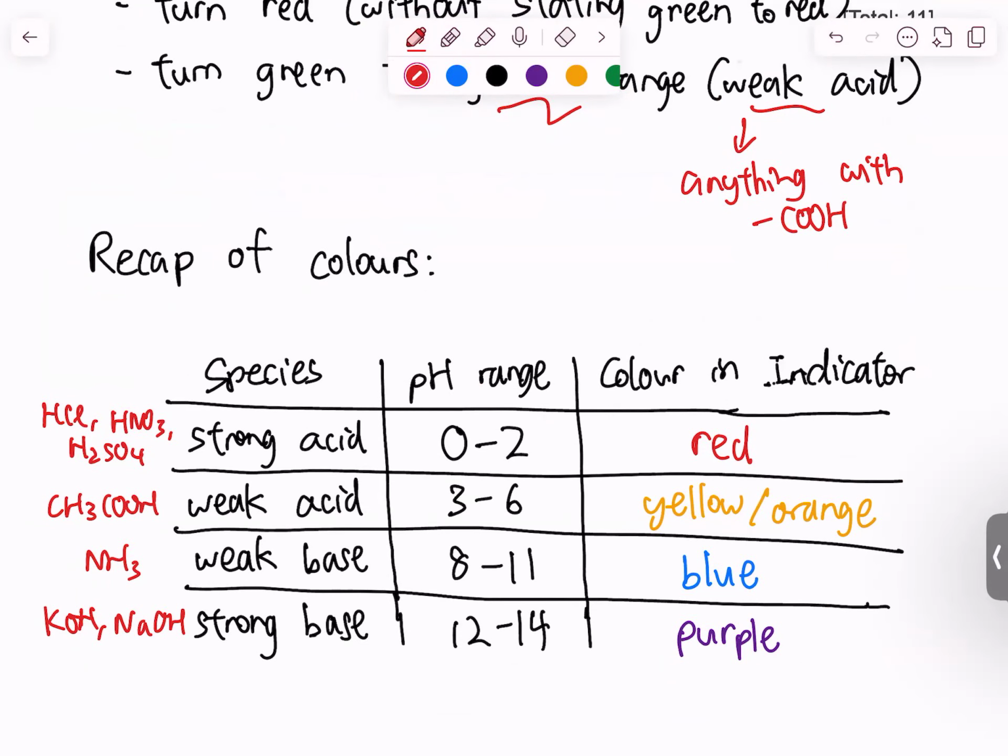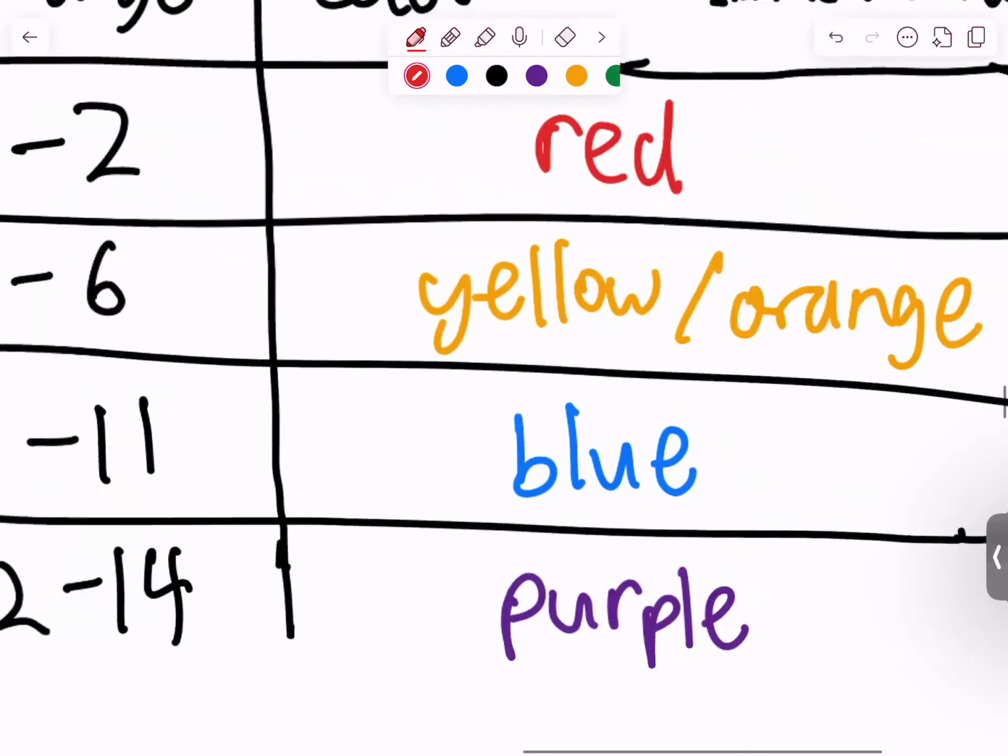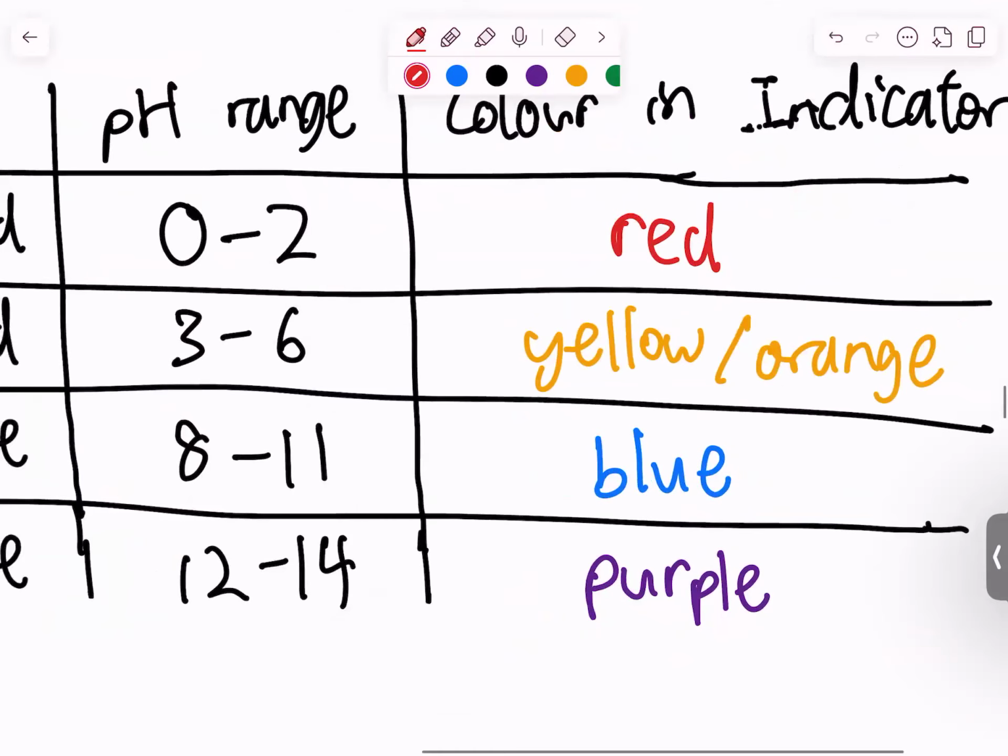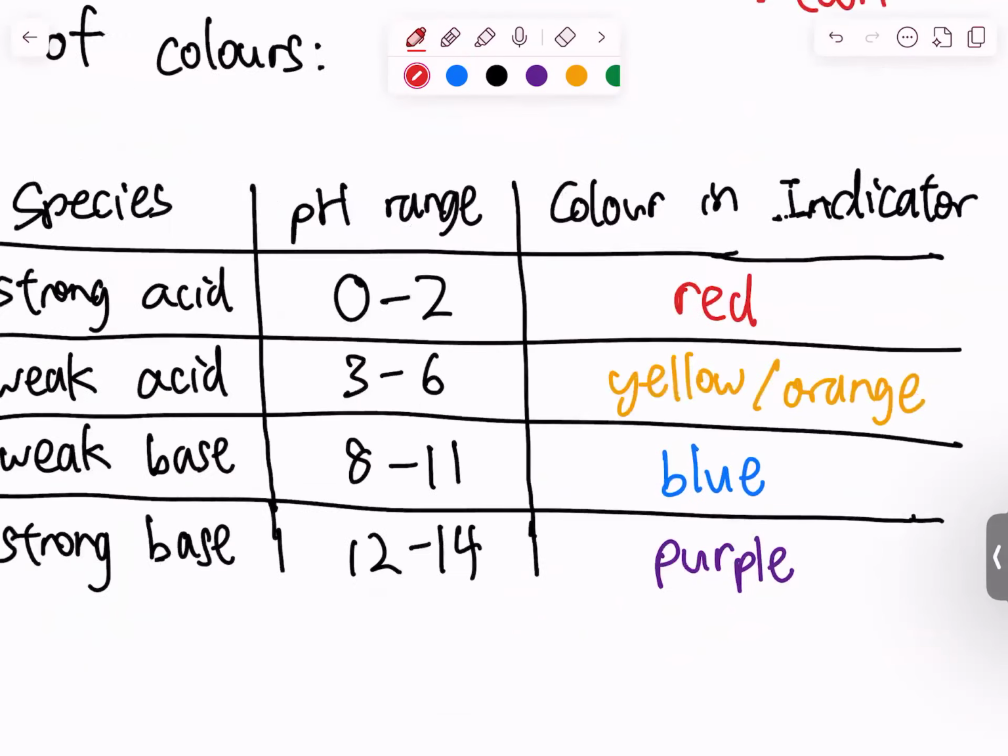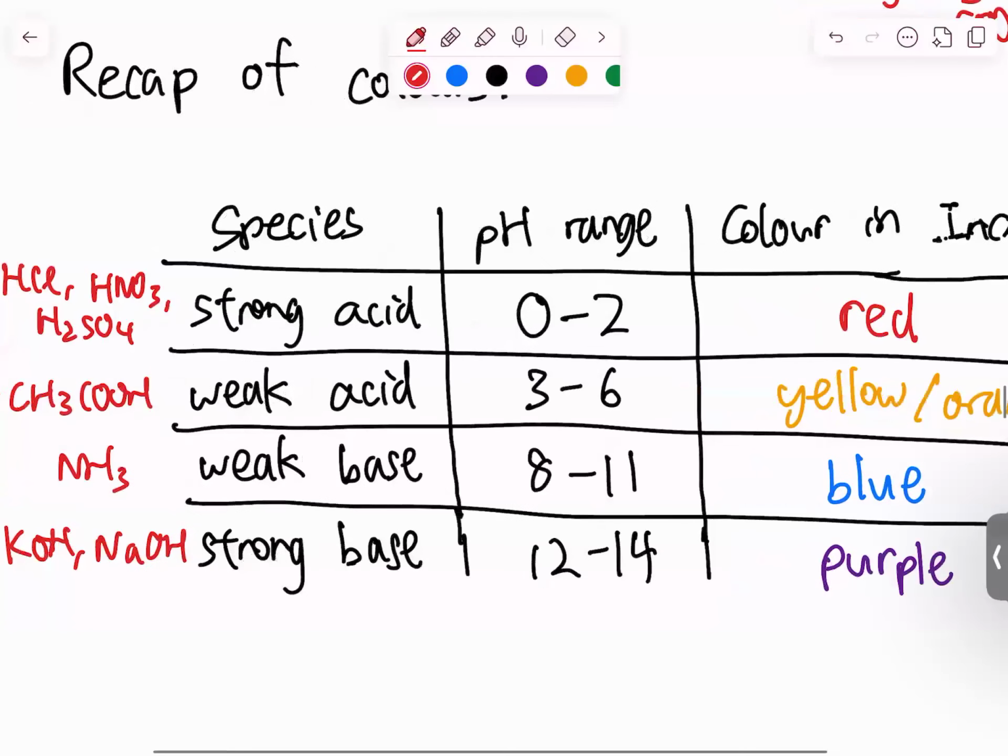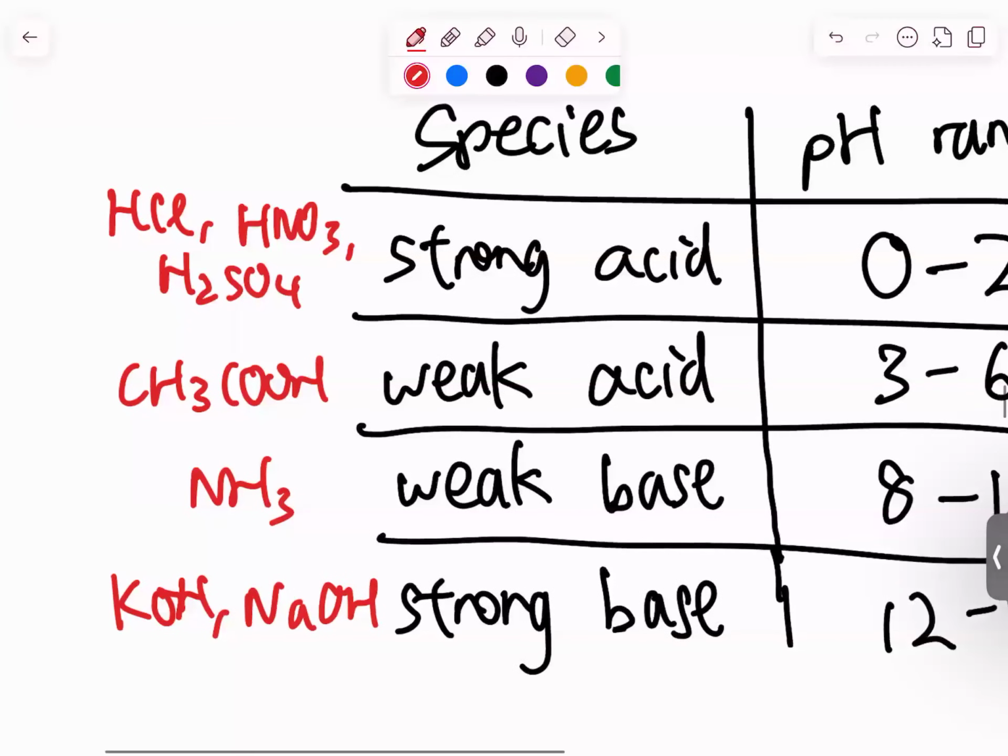The weak base is 8 to 11, that's blue. Another one, blue and purple, students always swap the other way around. Blue is for weak base. Purple is for strong base. Okay, so I provided some examples for you over here.